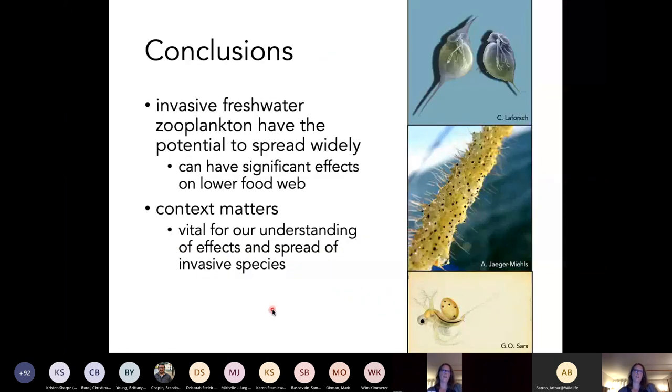Okay, I just want to wrap up by saying that we know that invasive freshwater zooplankton have the potential to spread widely. Their biology is really quite excellent for being dispersed. This can have significant effects on the lower food web, but also potentially on the upper food web, and the context of invasion really matters. So we really need to be looking across a wide range of different water bodies to understand the effects and potential spread of invaders.